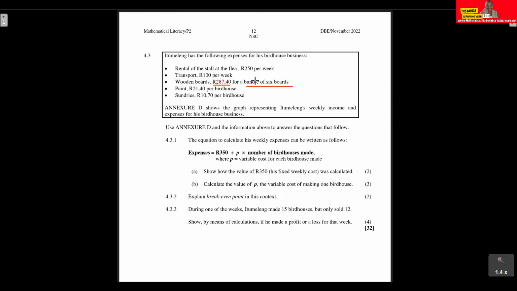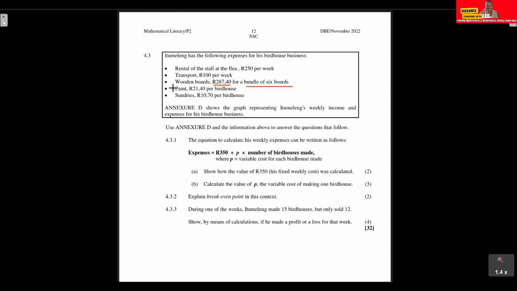And remember, with these questions where a story is being told about Itumeleng building and assembling a birdhouse, you need to take into consideration the information that was given to you when the story began. In this case, that is the story about the birdhouse, and the fact that he just needs one board to assemble or create one birdhouse. That's very important. Don't make a mistake there.